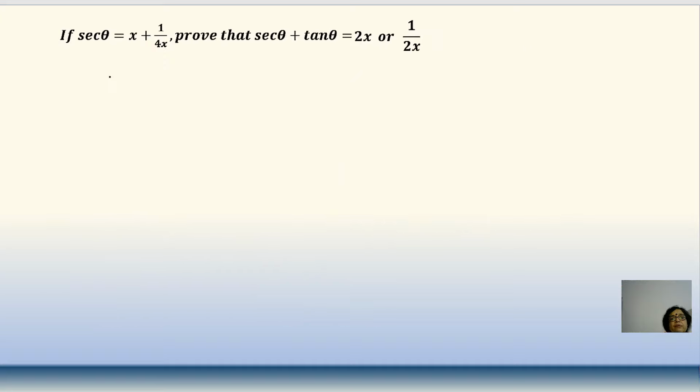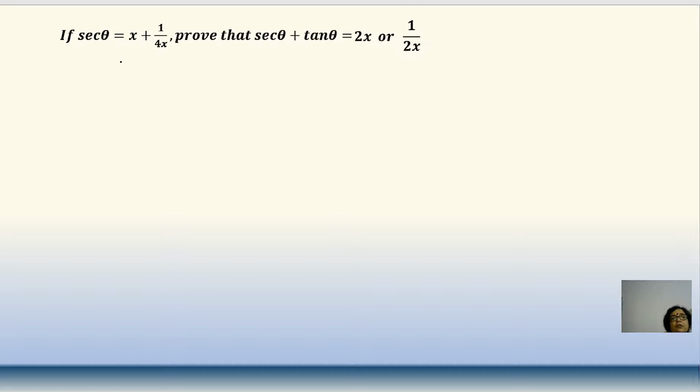Next question is, if sec theta is x plus 1 by 4x, prove that sec theta plus tan theta is 2x or 1 by 2x. Now here we need to get the value of tan theta. Now this question again, supposing you do it as 1 by cos theta is x plus 1 by 4x and find the value of sine and cos with the help of Pythagoras theorem, it can be done that way also, but it will be pretty lengthy.